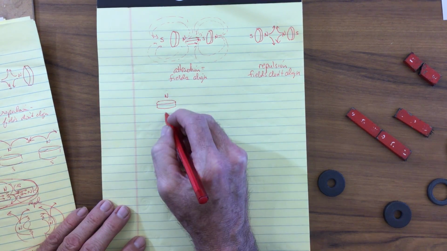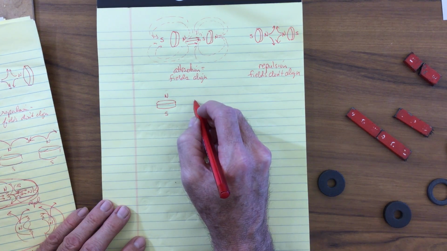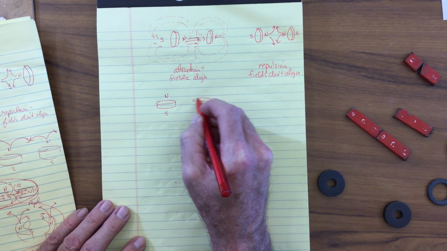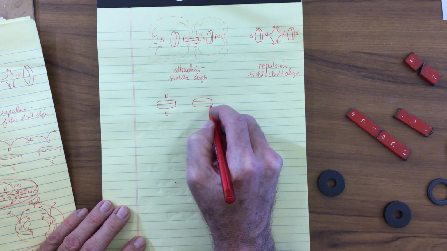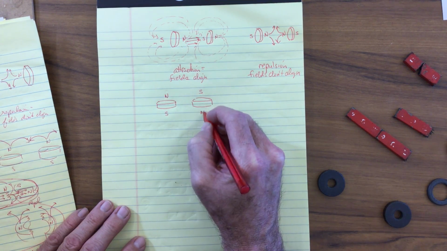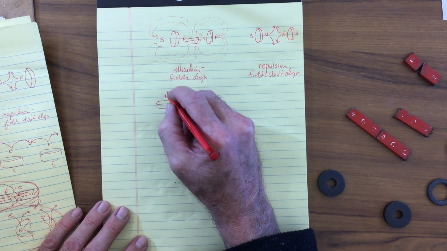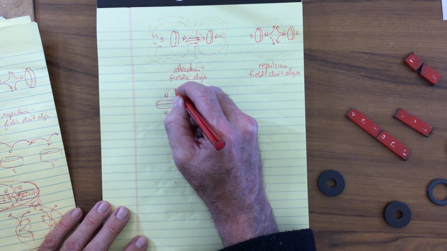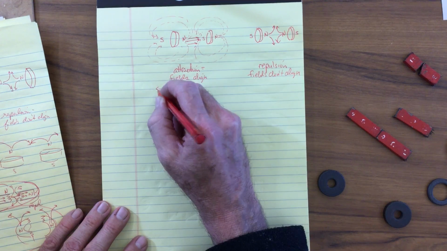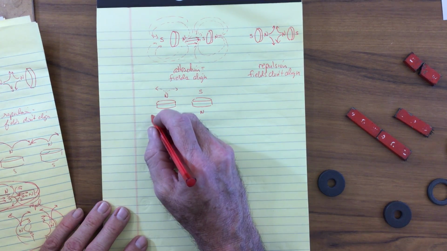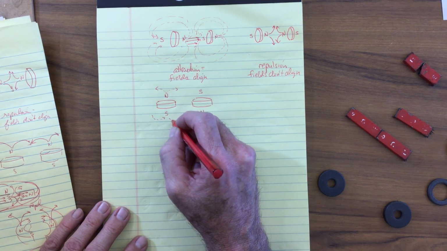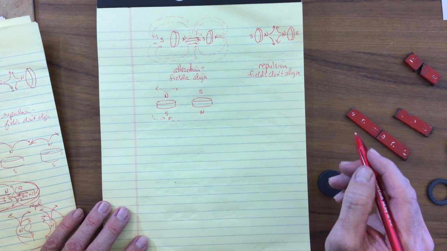And north is going to be up, south is going to be down, and the other one will be like this. South, and then north. So the magnetic field lines are going to emanate from the north, like this, and then they will come into the south like this. We're not going to draw the whole thing.